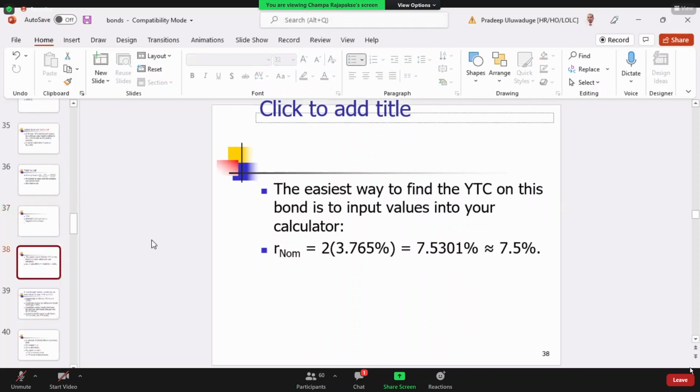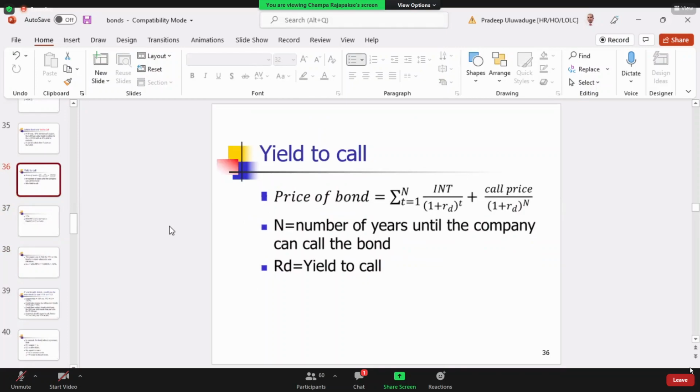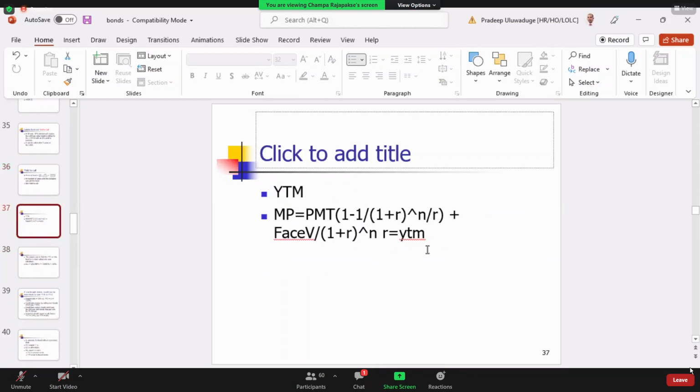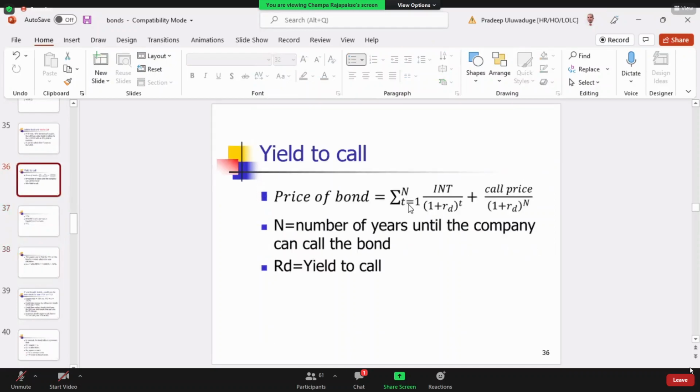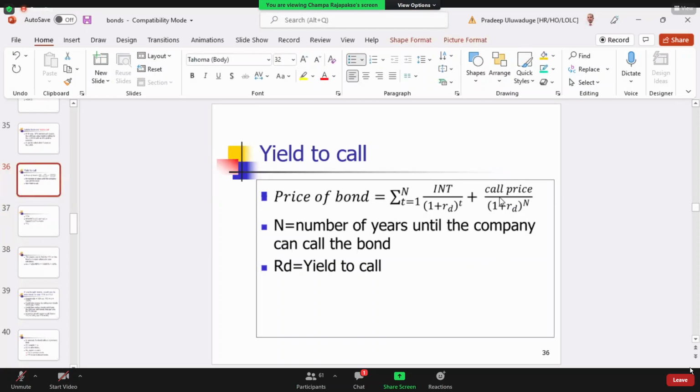Now yield to call is YTC. YTC is calculated as follows: here is the call price, call price, not the face value. So price of the bond, right?